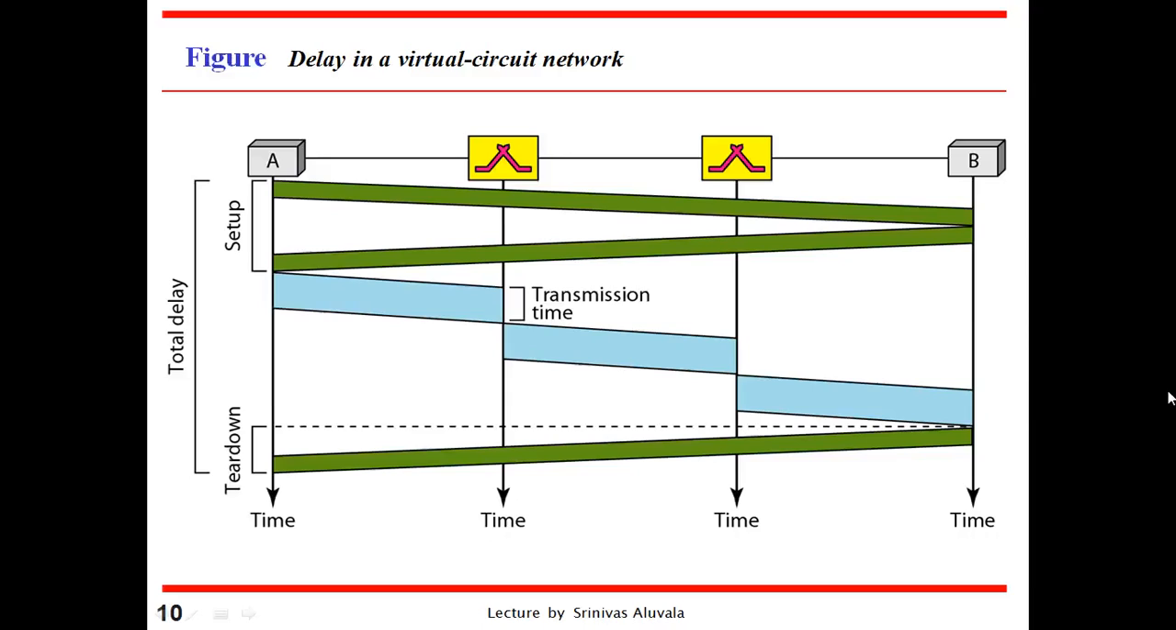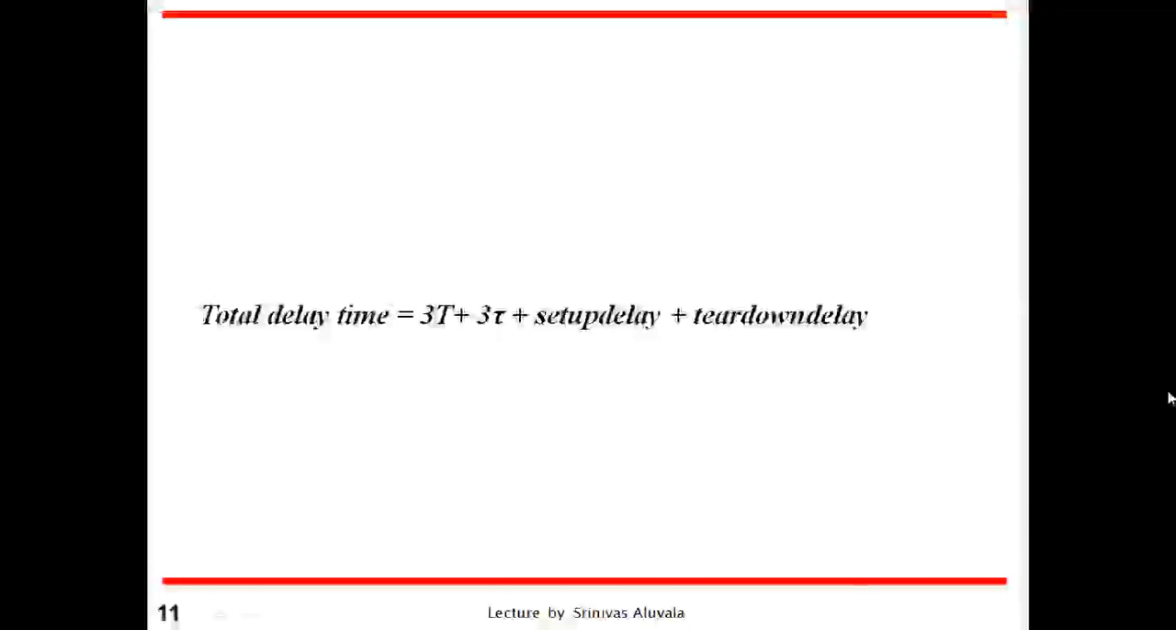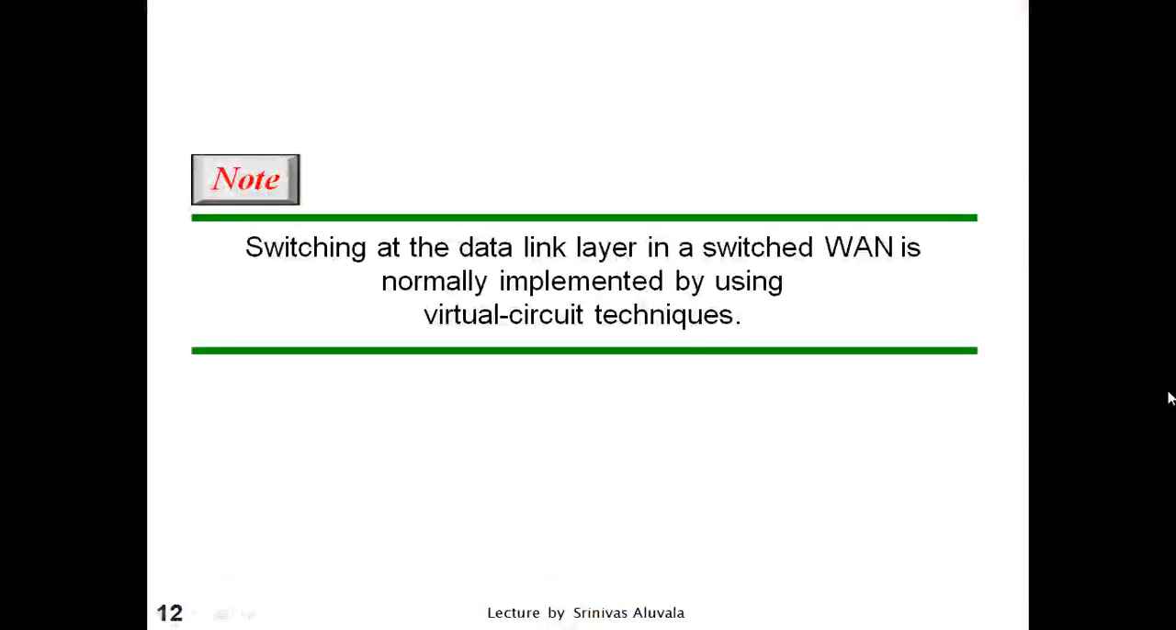The packet is traveling through two switches, 2 routers. There are 3 transmission lines, 3 propagation times, data depicted by sloping lines, a setup delay which includes transmission and propagation in 2 directions, and a teardown delay which includes transmission and propagation. We ignore the processing time in each switch. The total delay equals 3 transmission times, 3 propagation times, and the setup delay plus teardown delay. Switching at the data link layer in a switched wide area network is normally implemented by using virtual circuit technology.